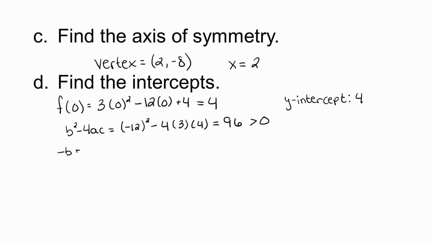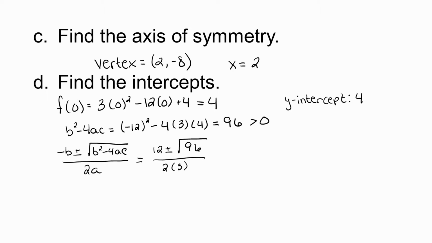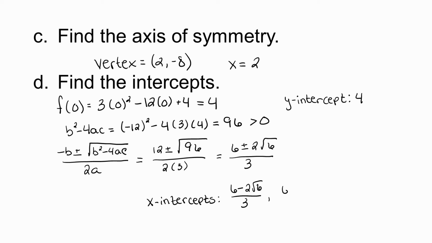X equals negative b plus or minus the square root of the quantity b squared minus 4ac all over 2a. Substitute the known values using the discriminant we already found to get 12 plus or minus the square root of 96 all over 2 times 3. This simplifies to 6 plus or minus 2 times the square root of 6 all over 3. So, the x-intercepts are 6 minus 2 times the square root of 6 all over 3, and 6 plus 2 times the square root of 6 all over 3.